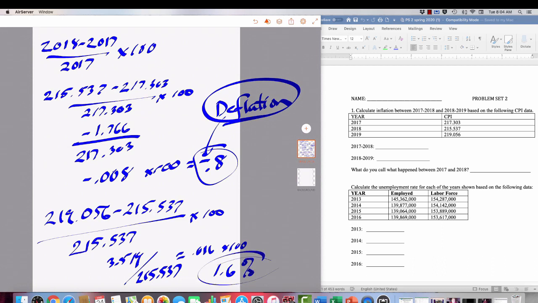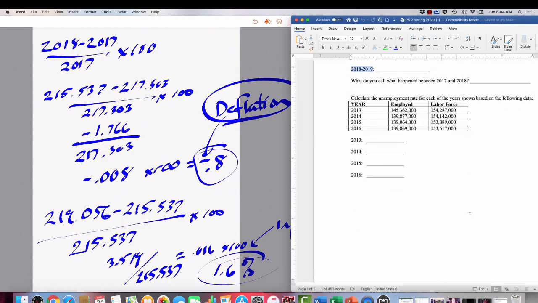In terms of rounding, if you went to 2 decimal points, that's fine. If you just went to 1 decimal point, that's fine as well. If you carried it out to 3 or 4 or 5, that's okay too. So as long as you're sort of in the ballpark here, 1 or 2 places beyond the decimal point is fine. And of course here we have inflation because prices are going up. So that's the first question.